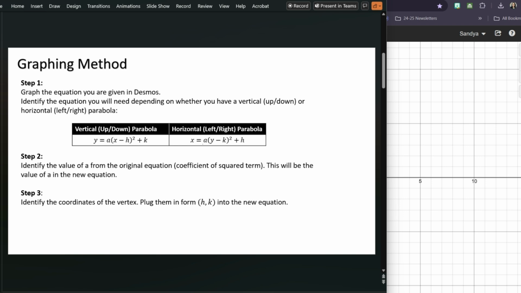Then what you'll do is identify the value of a from the original equation that's given to you. Remember, the value of a will be the coefficient of the squared term, and you'll use the same value of a in your new equation. Then you'll identify the coordinates of the vertex. Remember that the coordinates of the vertex will represent h and k in your new equation.